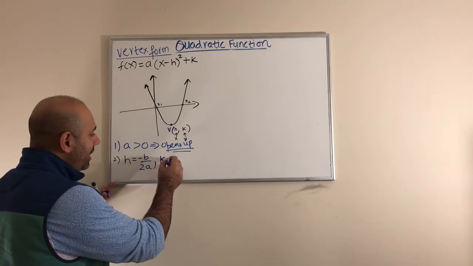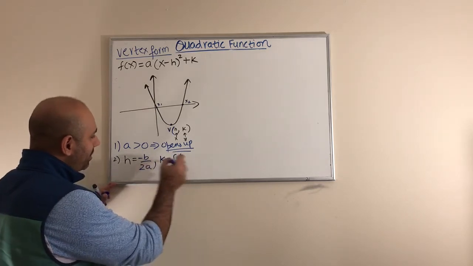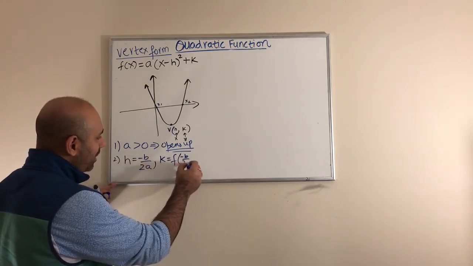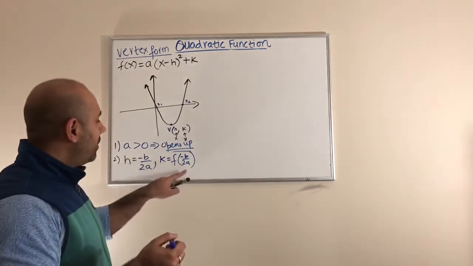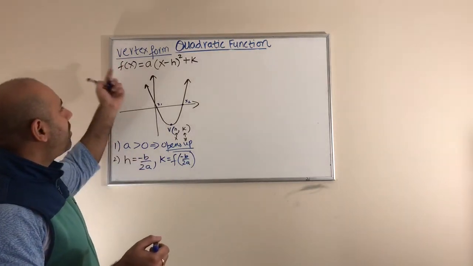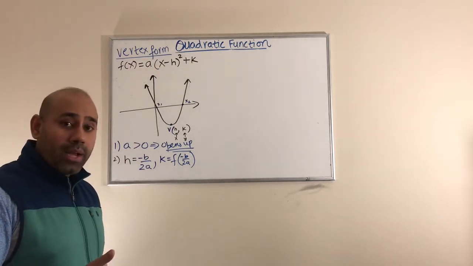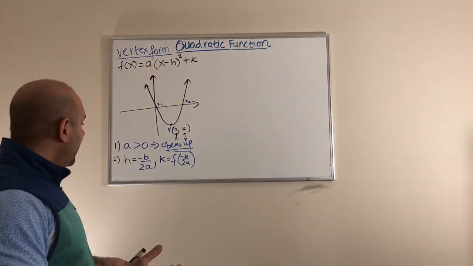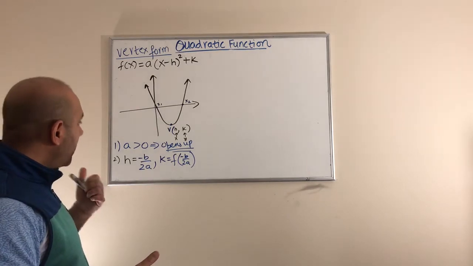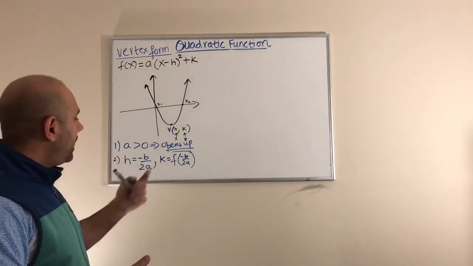To find the k, we just substitute that negative b over 2a, which is the value for h, back in for x, and we simplify the right hand side, and what we get is the k value. Okay, that is my vertex, and h and k are defined like this.